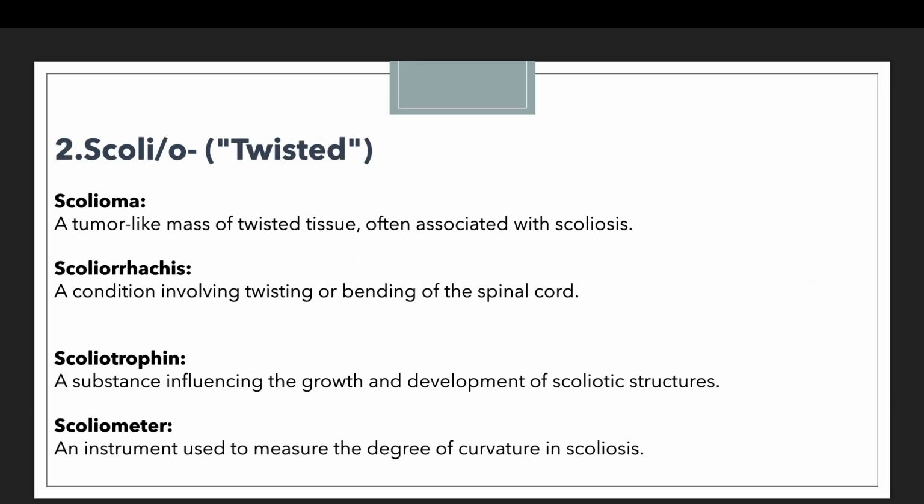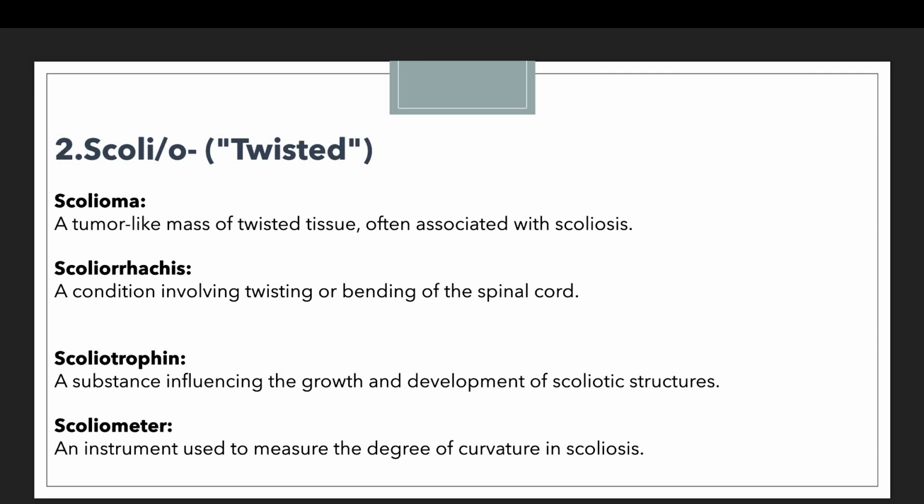Then we have the next prefix, scolio. Now, what is scolio? Scolio is a prefix that is used to showcase something as twisted. So when you want to showcase something as twisted, then in that case we will use the prefix scolio. First example, scolioma. What is scolioma?